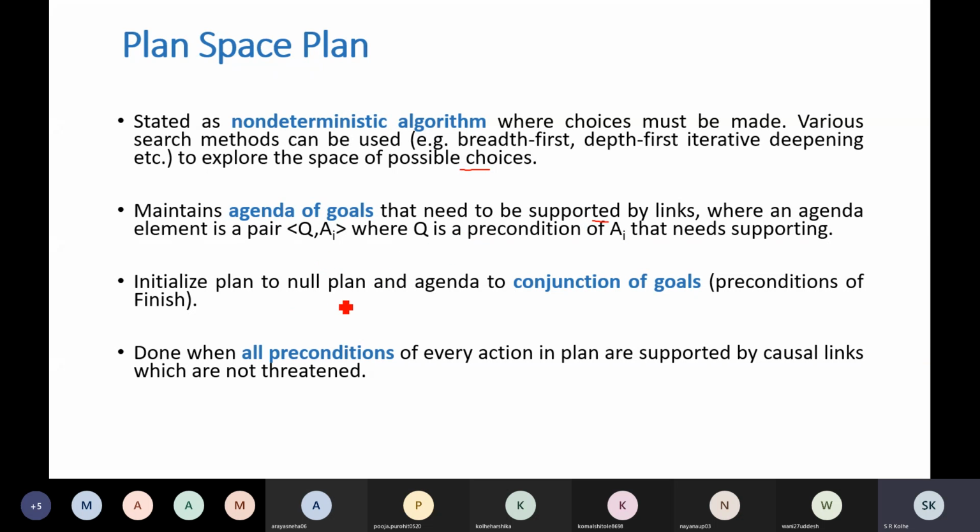We initialize a plan with a null plan, that is start and finish, and the agenda to the conjunction of goals, that is the preconditions of finish. That is how your plan will start. We know we have been given the starting state. So the conjunction of goals is the precondition of finish which has to be satisfied. The algorithm will terminate when all preconditions of every action in the plan are supported by causal links which are not threatened. Right? Simple algorithm.